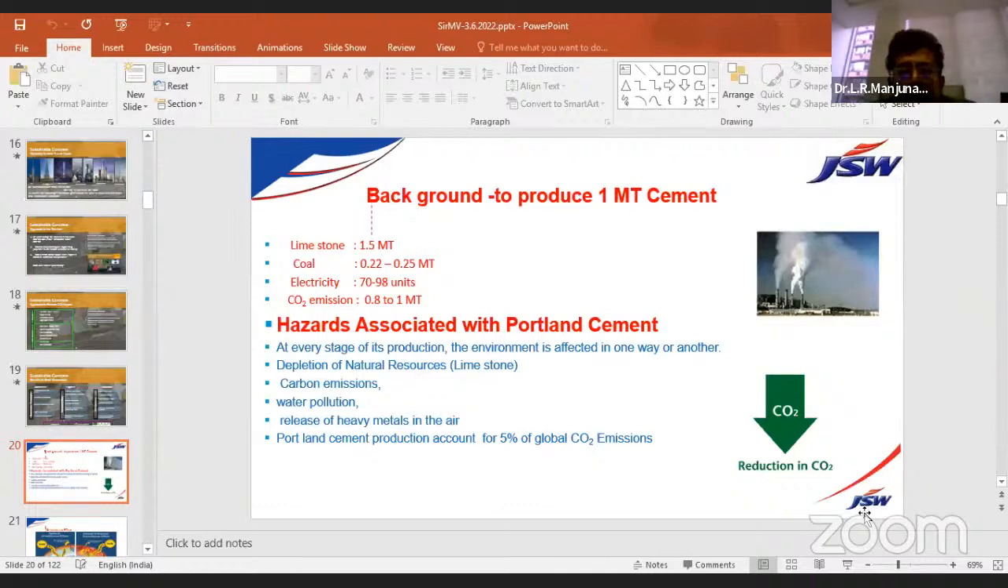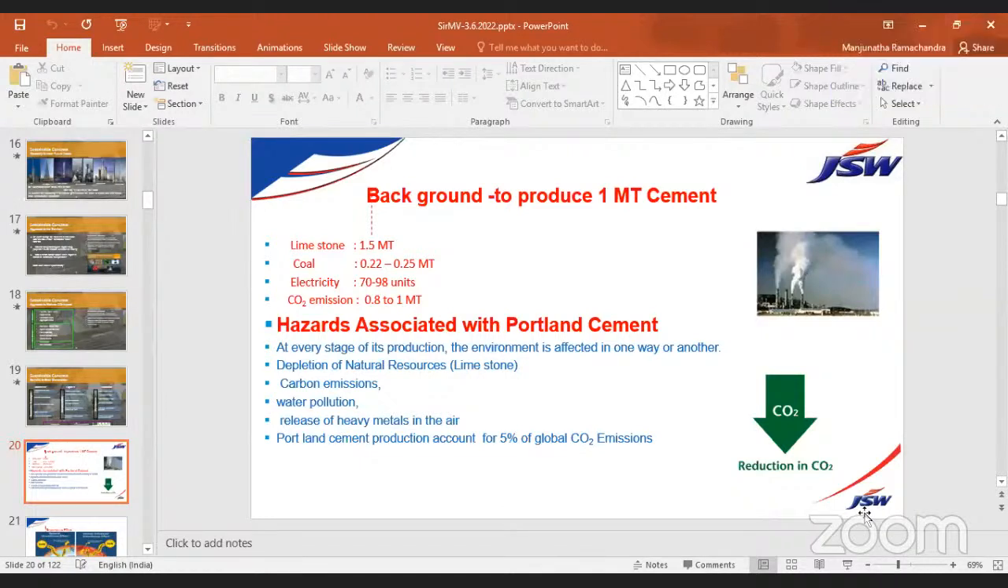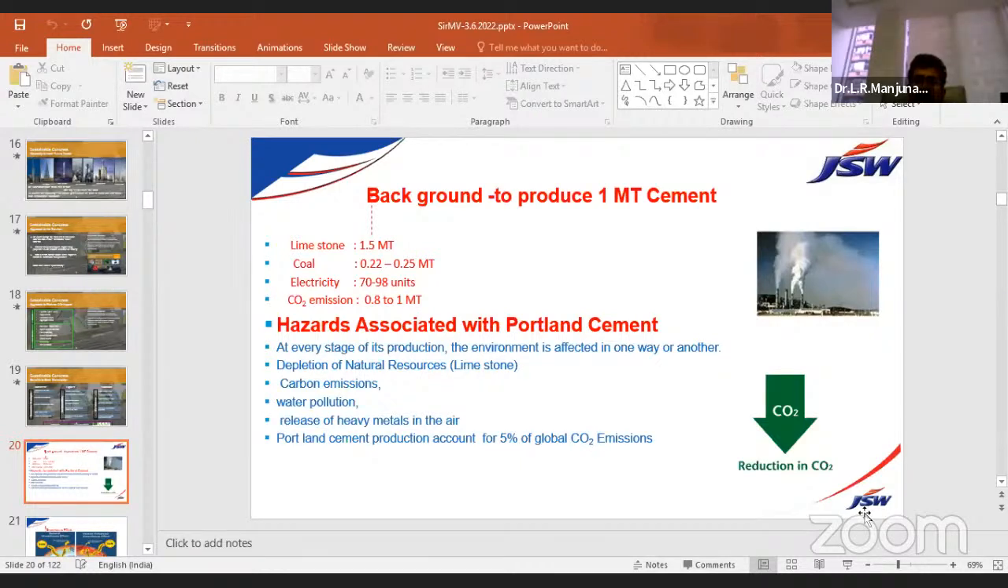So I told you the background: for producing 1 ton of cement, you require 1.5 tons of limestone. You require coal energy. You require electrical energy. Coupled with the emission of carbon dioxide, because you have to do the calcination. You have to burn the limestone to convert it into clinker. So apart from these energy and material requirements, cement production is not an eco-friendly activity. There are a lot of emissions and pollution.